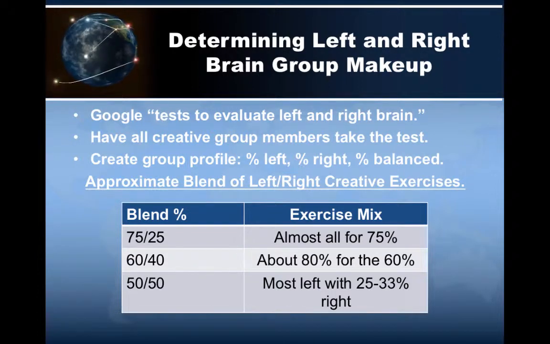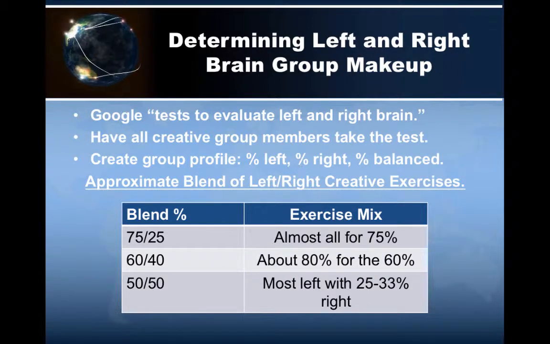If it's closer, 60-40, you want to have about 80% of the creative idea generating exercises to be right for the 60 part of that. So if 60% are right brain and 40% left brain, you'd like to have about 80% of the creative idea generating exercises for the right brain folks. Okay, this can change, and I'll make some comments on what can influence that as we go further. And I'll also talk about the differences between left and right brain exercises.